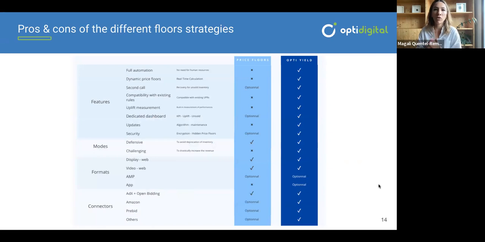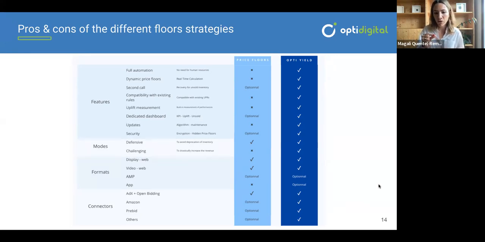So, some pros and cons of the different floor strategies. I'm not going to go into the details because there is a lot of information in that table, but I would like you to remember one thing. There are basically two strategies in terms of floors, a defensive strategy and a challenging one. The defensive strategy is the one that you may have set up with manual floors at a low level. You consider that header bidding is going to increase prices thanks to competition. This is defensive. Your price is low and it's just going to defend your value from these retargeters who are trying to find the lowest value possible.